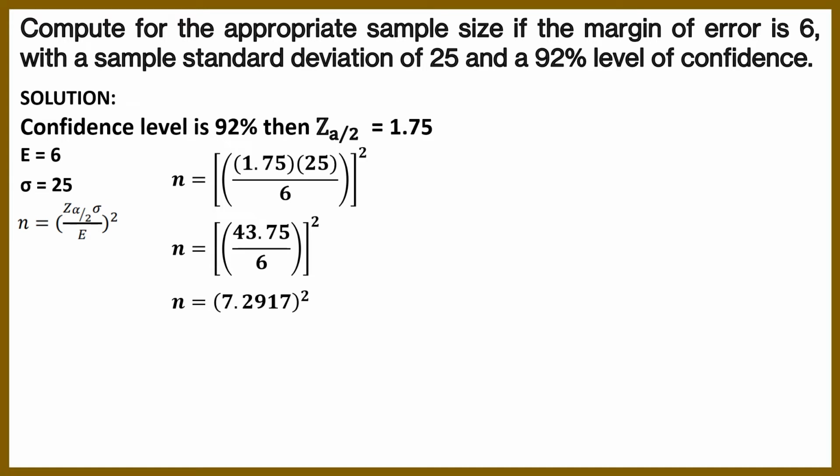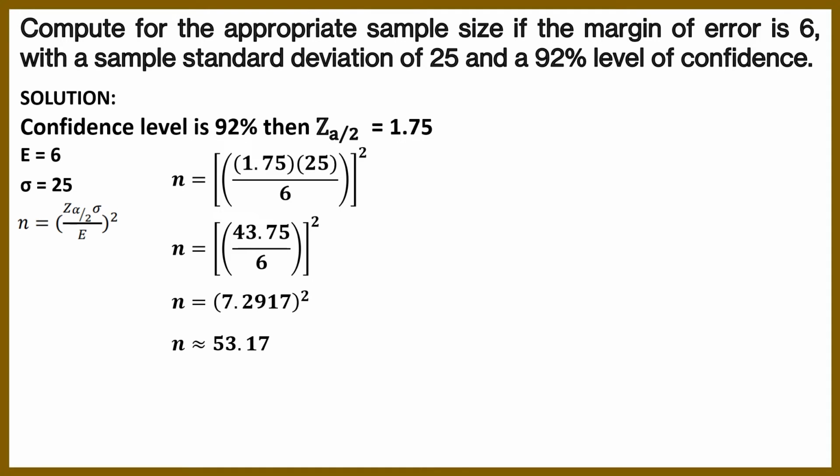Then, 43.75 divided by 6, it is equal to 7.2917. So, 4 decimal places. Then, the result must be squared. So, 7.2917 multiplied by 7.2917, it is approximately equal to 53.17.